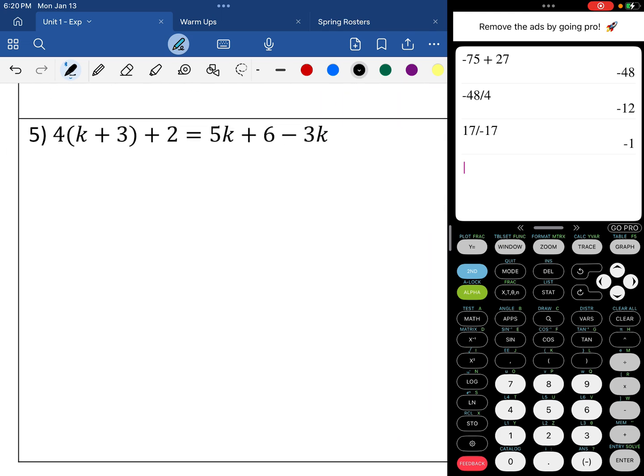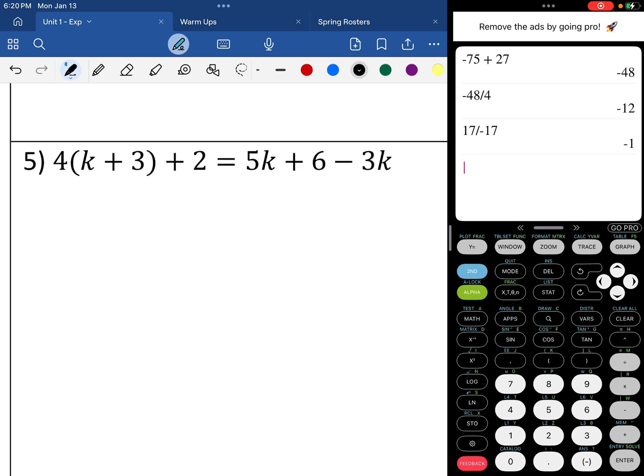On number 5, it's a little bit more going on, but that's okay. We can take it step by step and take our time, and we can get it figured out. So first thing we want to do, those parentheses, there's like a red flag, saying look at me, look at me. Okay, we're going to distribute. 4 times k, 4k. 4 times 3, that's going to give me 12. And now we got to bring everybody else down to come party.